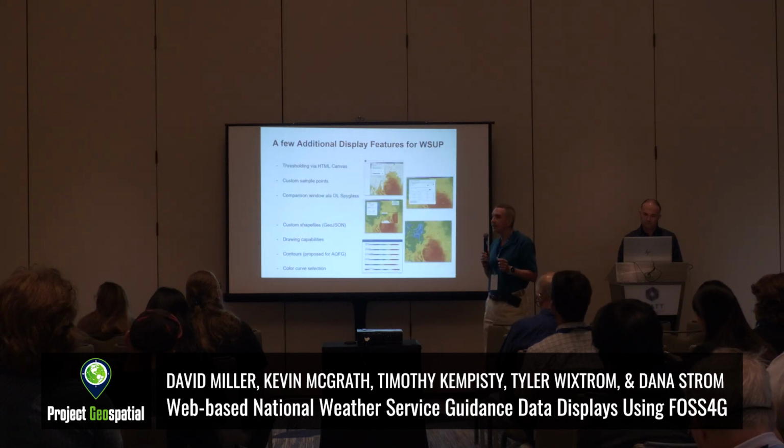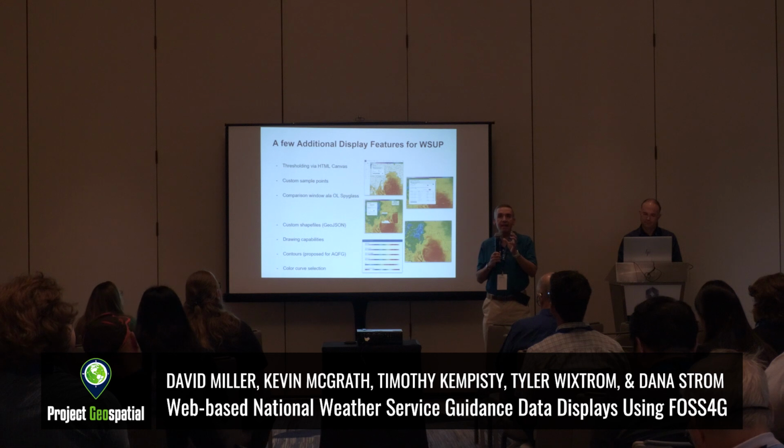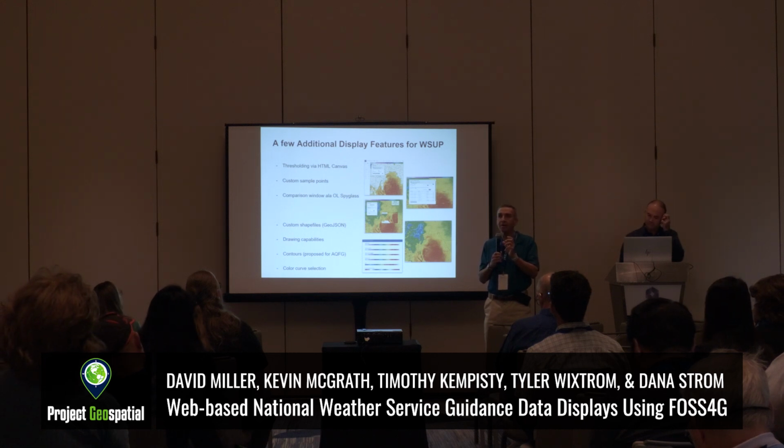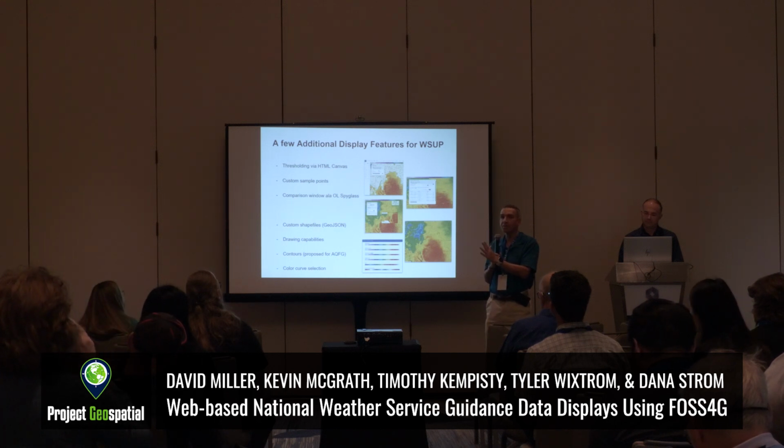Some additional display features that we developed on WasUp were thresholding via HTML canvas. This allows a forecaster or a user to slice out colors and highlight which parts of the color values are of importance. So if you are looking at, say, temperatures above 100 degrees, you would use this function to remove all the colors that are less than 100 degrees, and then you could see where everything is at 100 degrees or above.